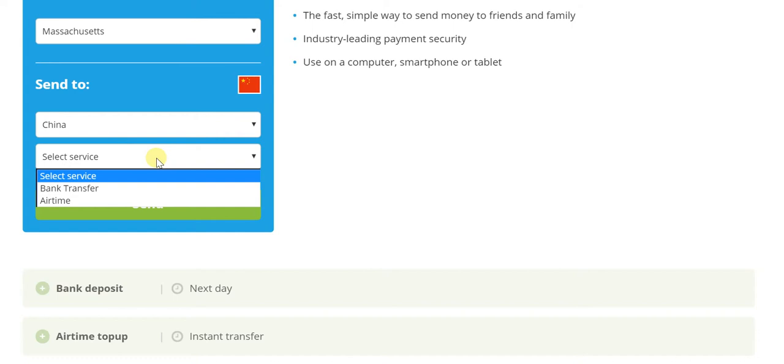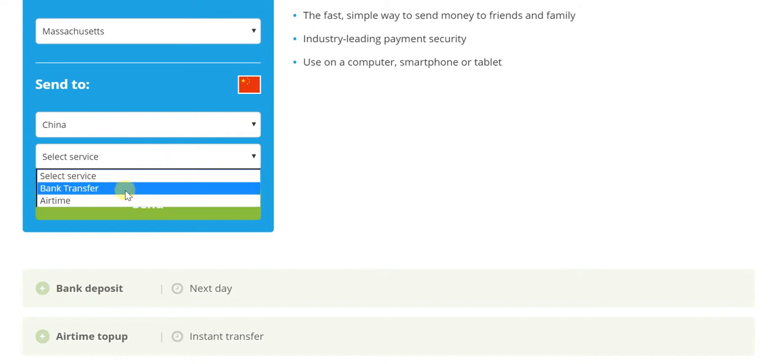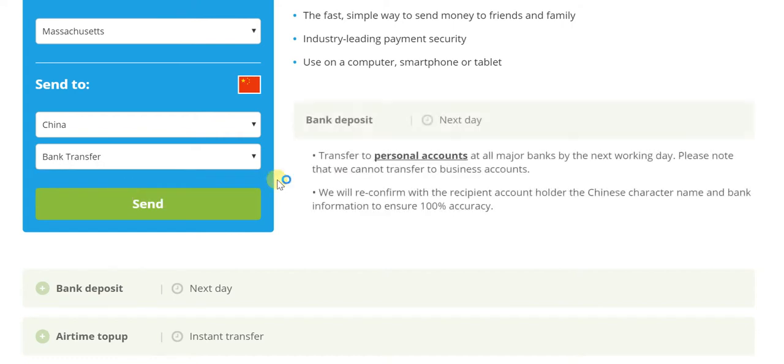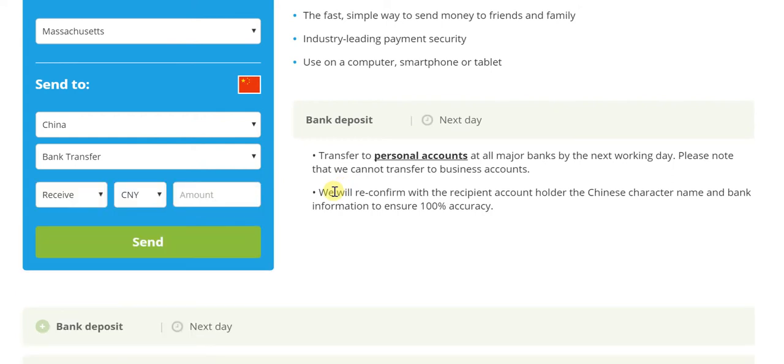Between the services that are on offer, there's bank transfer and airtime. Airtime refers to mobile airtime, which we'll look at in another video. In this, we stick to bank transfer. And bank transfer in this context refers to personal accounts to which transfers would be completed, that too next working day. And in WorldRemit's case, all major Chinese banks.